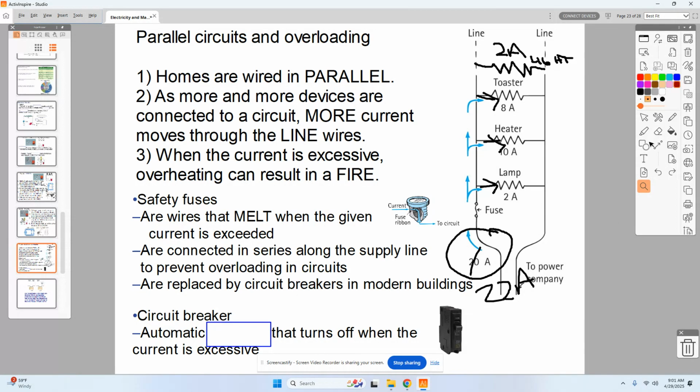They're replaced in most places by circuit breakers. These are automatic switches that turn off when the current is excessive. And again, you probably have done this at some point where that circuit is down. You have to go down and find that circuit breaker that has tripped and then reset it. Okay. All right, so again, some safety devices there. Your homes are wired in parallel.